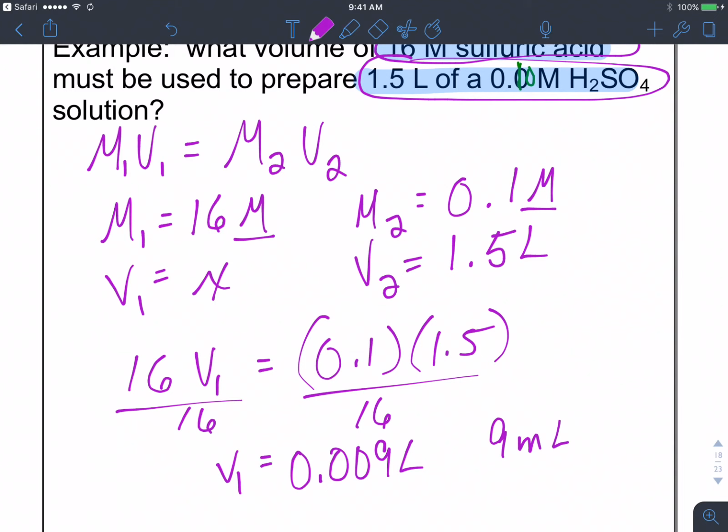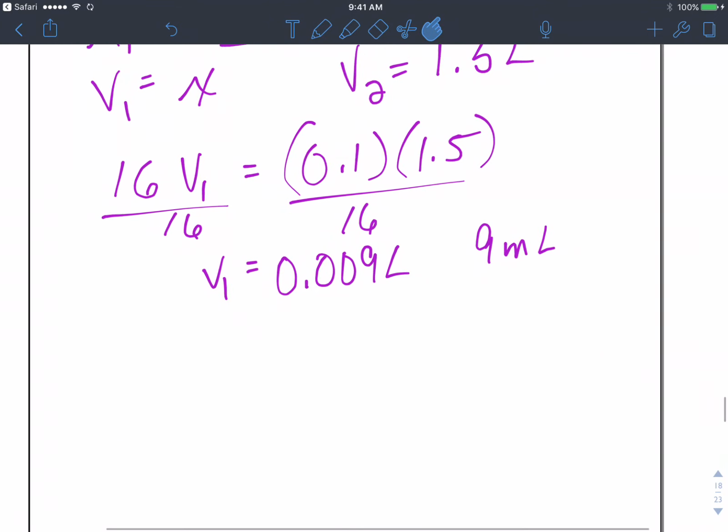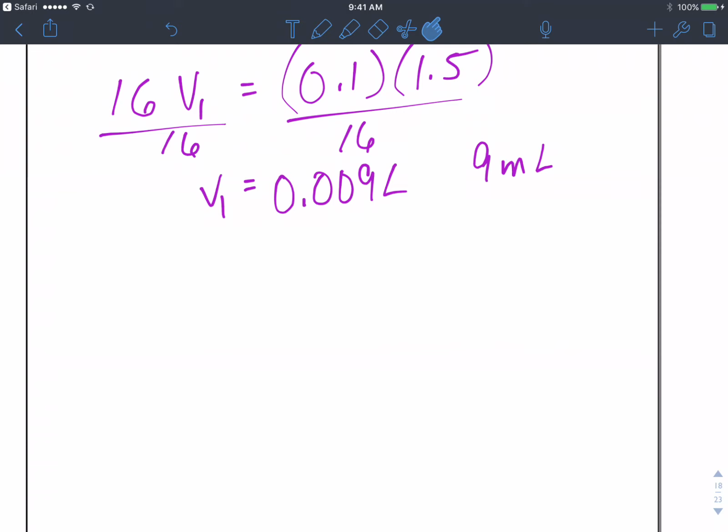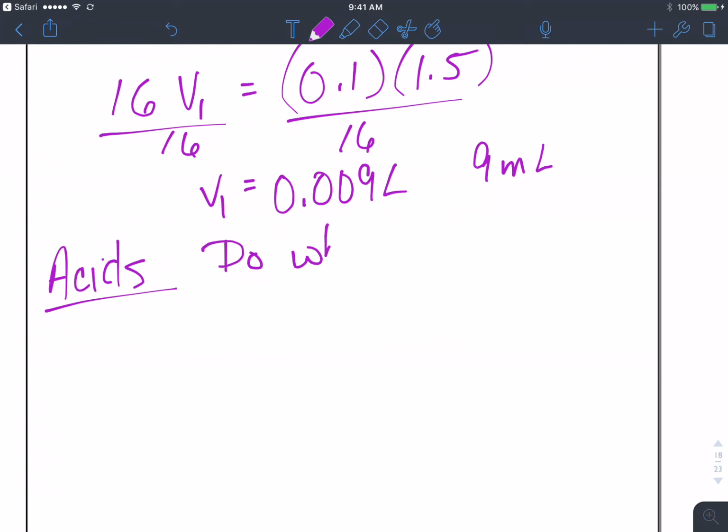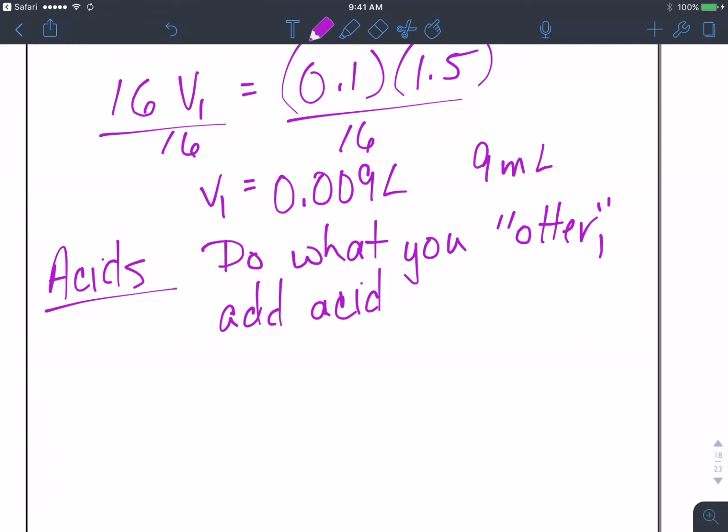Now, if I'm actually going to make this, acids follow a different rule, and I want you to keep this in mind. Acids have a very special rule. The rule is this: do what you ought to: add acid to water.